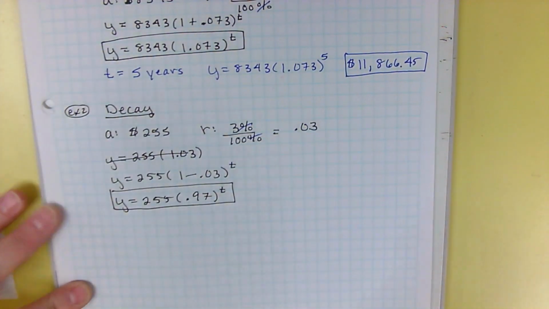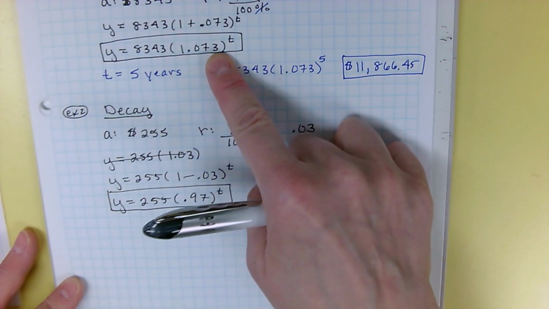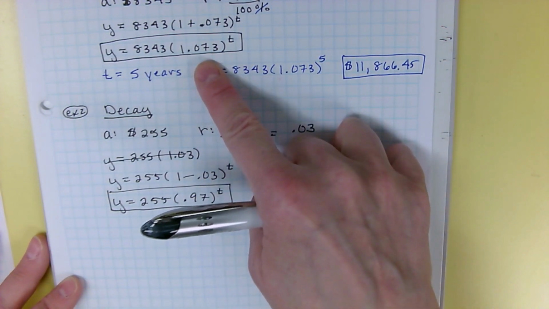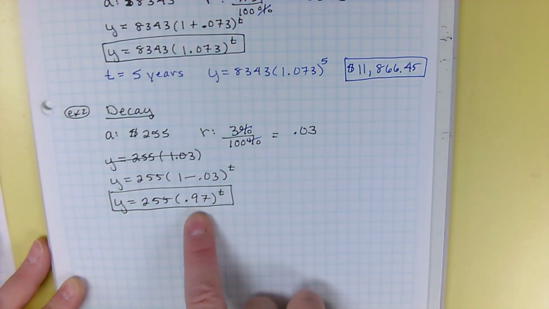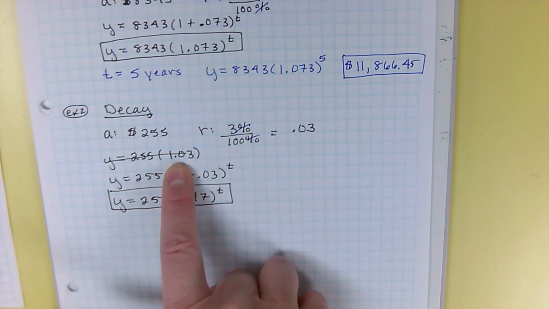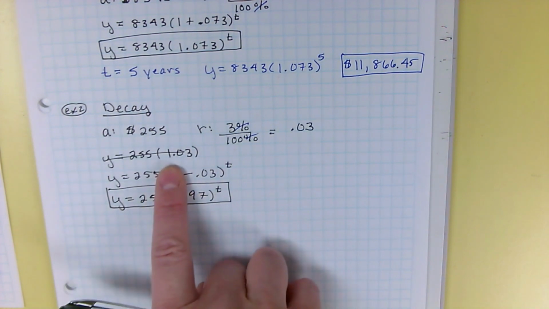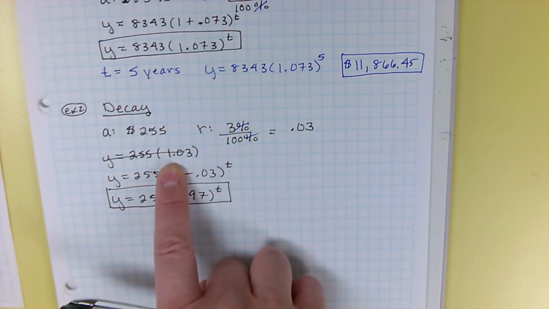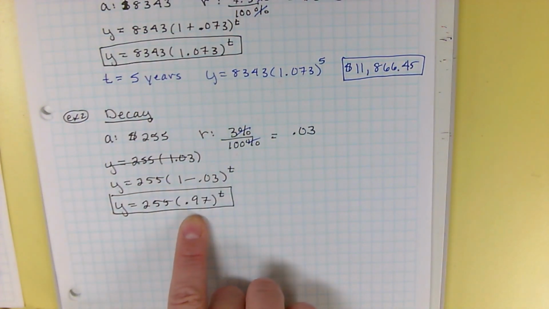Remember that for growth, the growth rate should be over 1 when you add it. And in decay, it should be less than 1. So that's how come I immediately knew this was wrong. Because I'm like, wait a second, this is decay. It can't be 1.03. It can't be over 100%. It has to be something else.